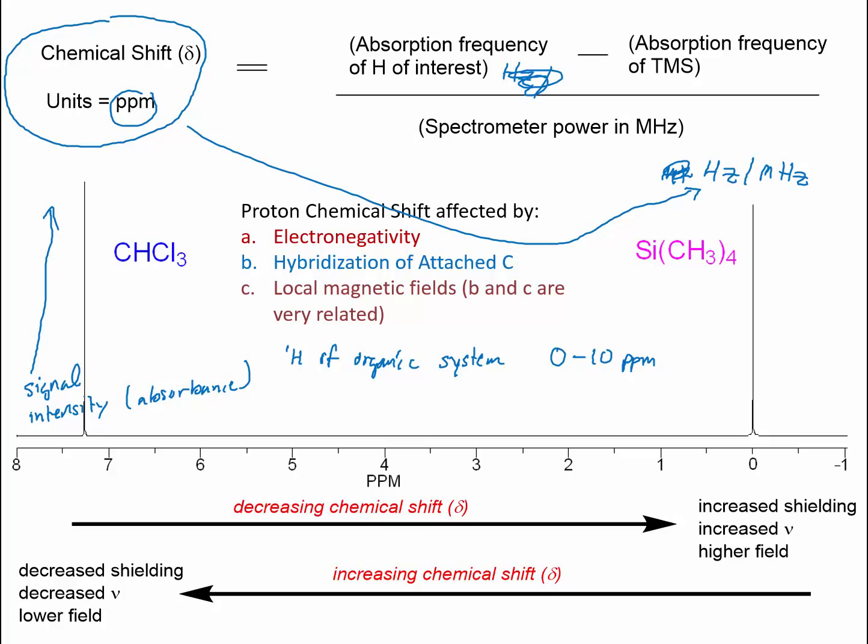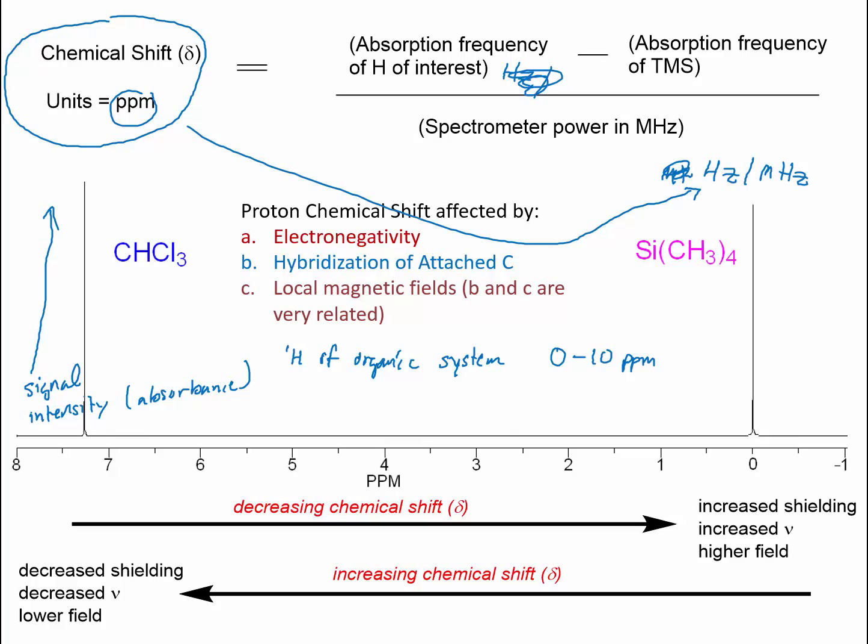As we go to the right, we're looking at increased shielding, increased frequency, or a higher field. As we go to the left, we're going to look at decreased shielding, decreased frequency, or lower field. These terms are often misused and a little bit confusing. Okay, so one way you can never go wrong is just to use decreasing chemical shift or increasing chemical shift. Okay, chloroform at 7.24 is higher than TMS, which is at 0.